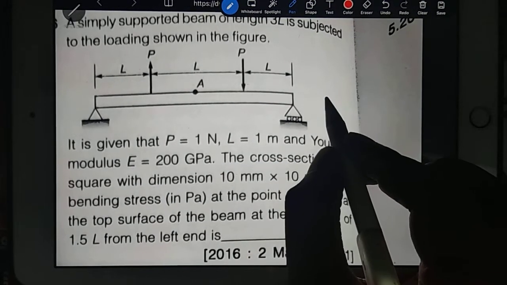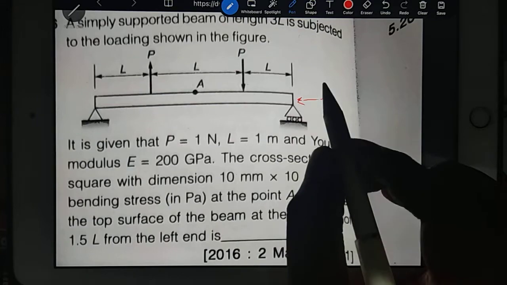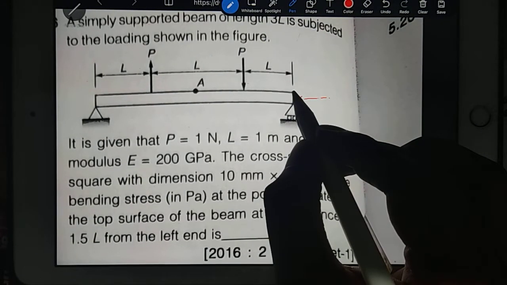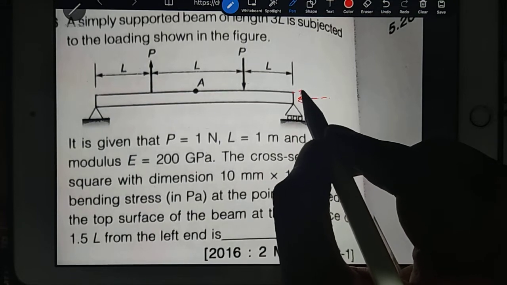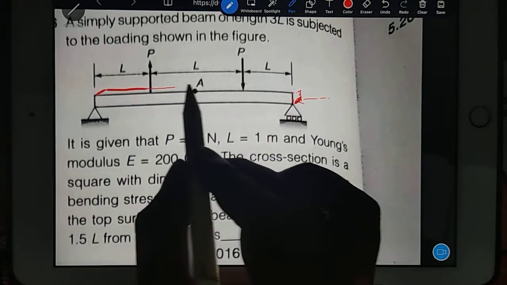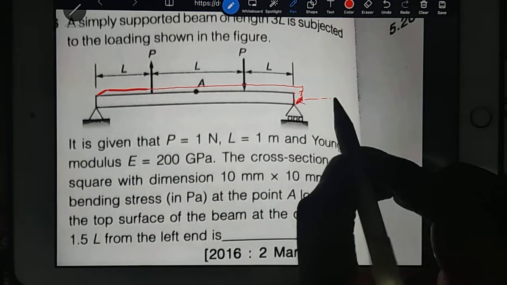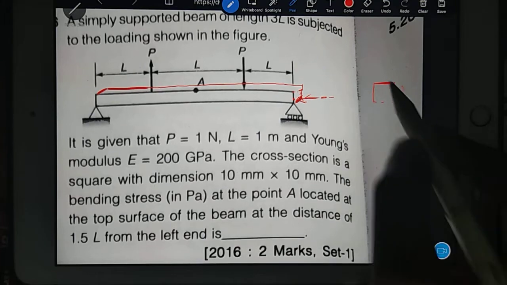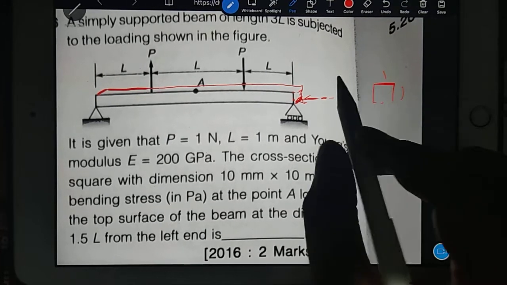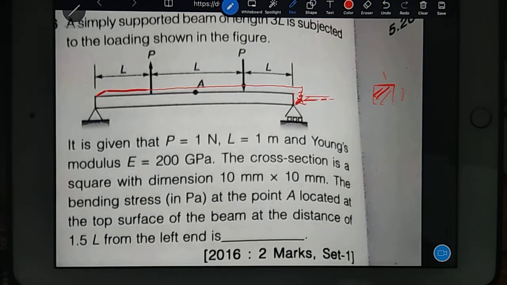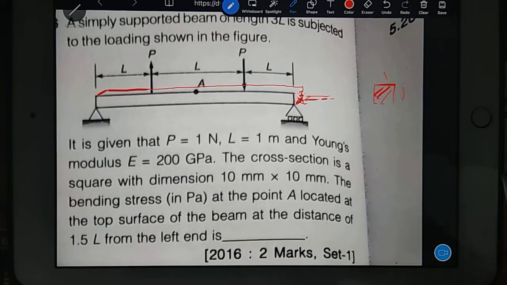It means what? When you see the beam from this side in 3 dimensions, it will look like this. If I convert this beam into 3 dimensions, it will be like this, right? The cross section. So if you see from this side, it will look like a square, in this square, 1 into 1. Are you getting what I'm saying? If you look from the right side, the beam will look like a square cross section.